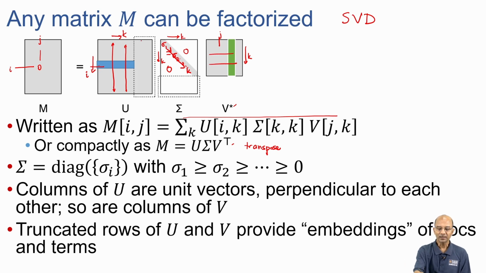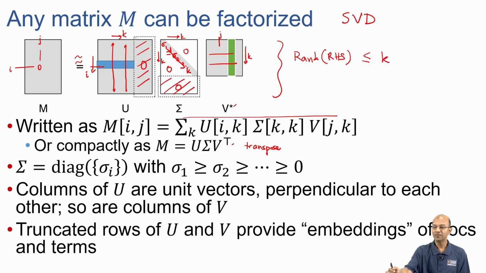Now, you can see here that some part of the matrix is encased in dotted rectangles. This means that even if they were not 0 to start with, I can replace them with 0 chunks, and that will give me an approximation to the original matrix. If I start zeroing out more and more, this equality will be replaced by an inequality. Now, observe that if I have only k rows and k columns and k diagonals, then the rank of the right hand side is at most k. So, that is why SVD is also called a rank revealing or a low rank factorization of the original matrix.